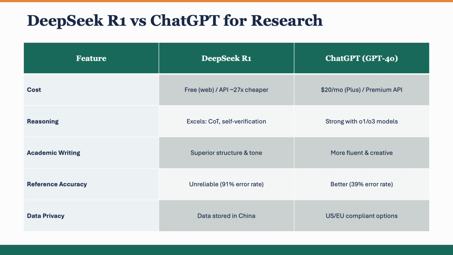On cost, the DeepSeek Application Programming Interface costs approximately $0.55 per million input tokens and $2.19 per million output tokens, compared to OpenAI O1 at $15 per million input tokens and $60 per million output tokens, according to VentureBeat's January 2025 analysis.